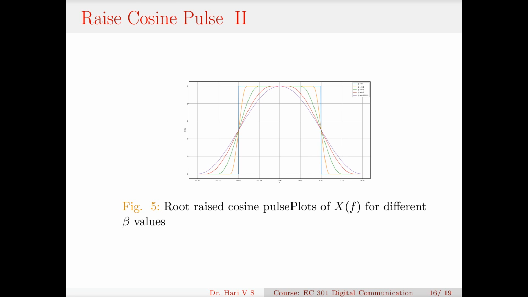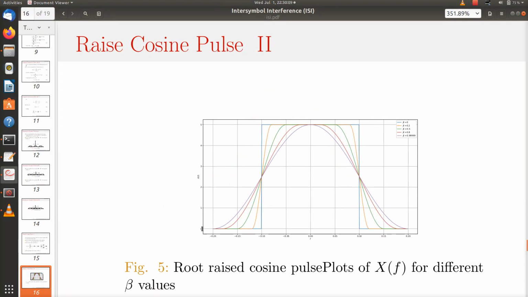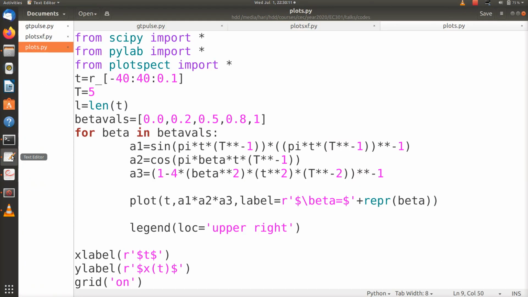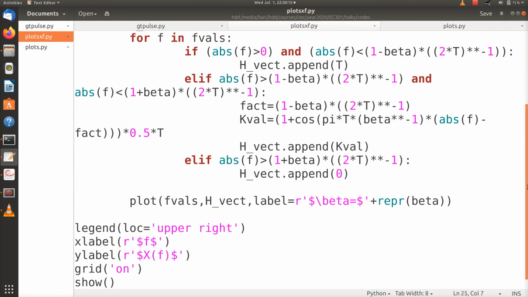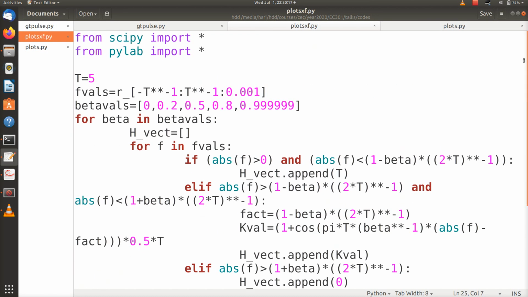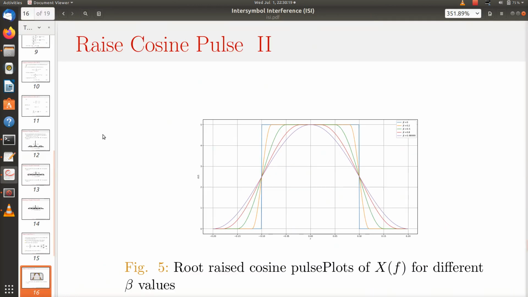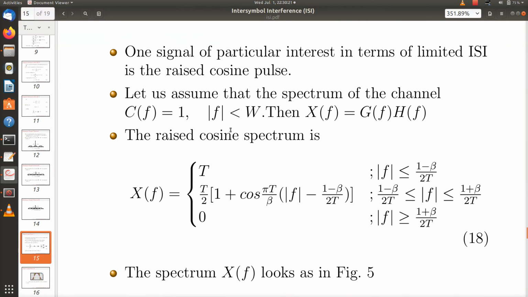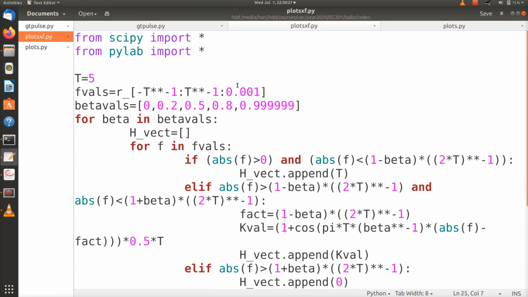Let me go to that code. I have written some Python code for that. This beta is called the roll-off rate. This beta is the roll-off of this spectrum, the roll-off of this raised cosine pulse.